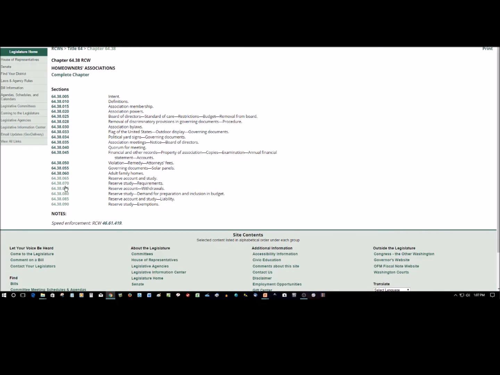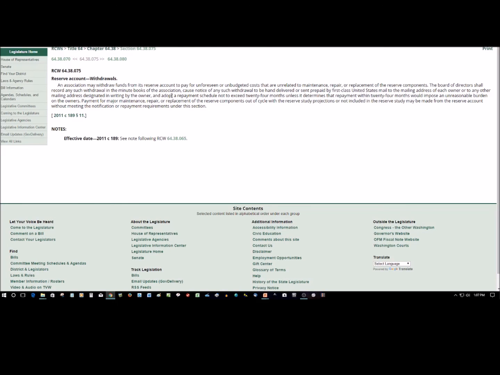Here's the next one down. This is reserve account withdrawals. So we don't really worry much about that on our end. This is more for the boards. I always like to show it though. If you pause this and read through that, you can see exactly what Washington State indicates. If you do utilize reserve account balances to pay for things like the operating expenses and whatnot, you can do that, but you must adopt a schedule not to exceed 24 months of repayment, and which is not unreasonably burdensome on the owners.